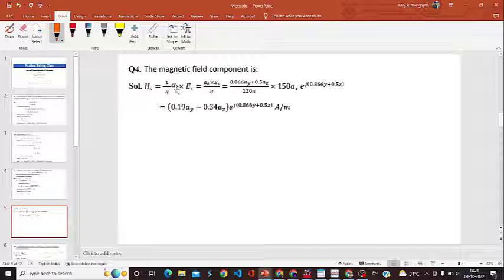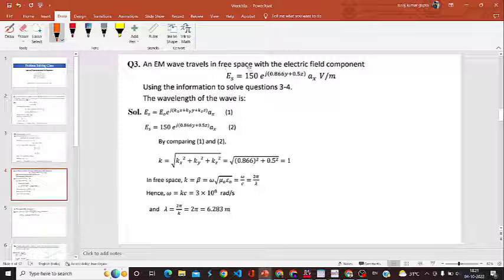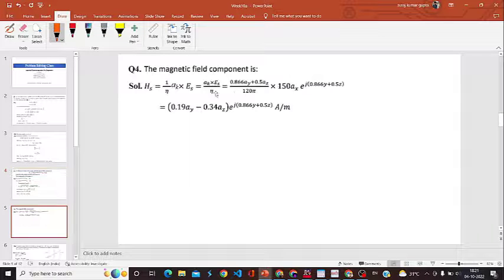Here the direction in which propagation occurs is defined as 0.866 ay plus 0.5 az. And Es is already given to us, so I have written that here. Now eta, that is the intrinsic impedance of the air medium, because here free space is given to us, so I am directly putting it here as 120 pi. So we have to just take the cross product of these two quantities.